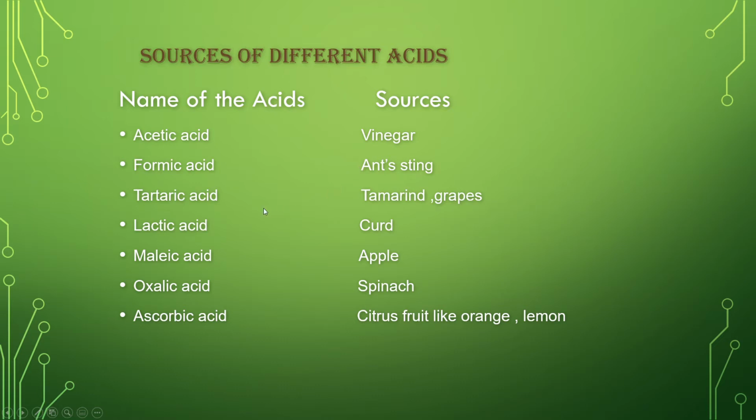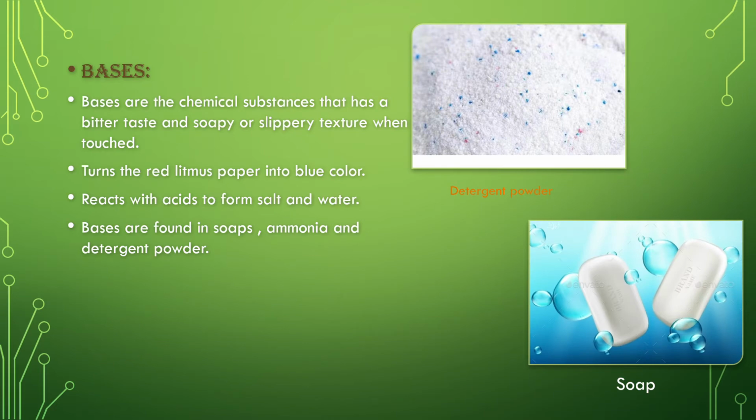Now, tartaric acid is present in tamarind and grapes. These are fruits. Grapes is a fruit, and in tamarind we find tartaric acid. And also within curd lactic acid is present. In apple there is malic acid, in spinach there is oxalic acid, and in citrus fruits like orange and lemon we find citric acid.